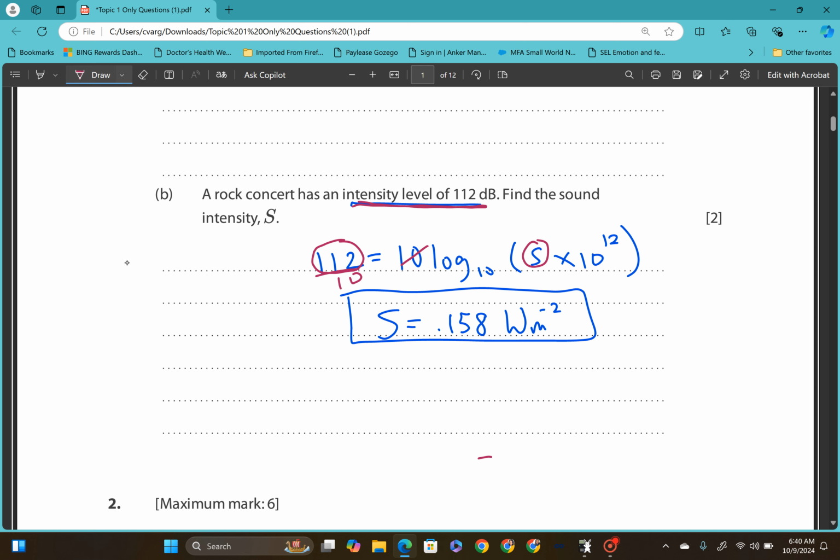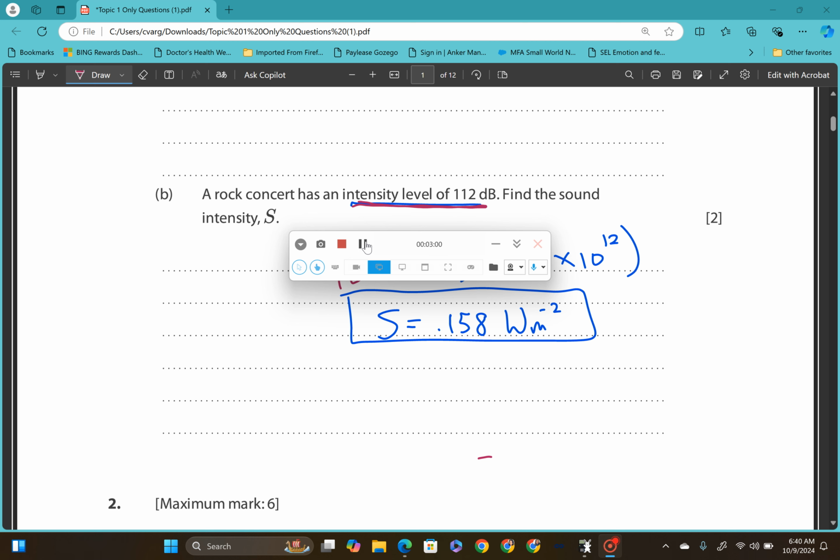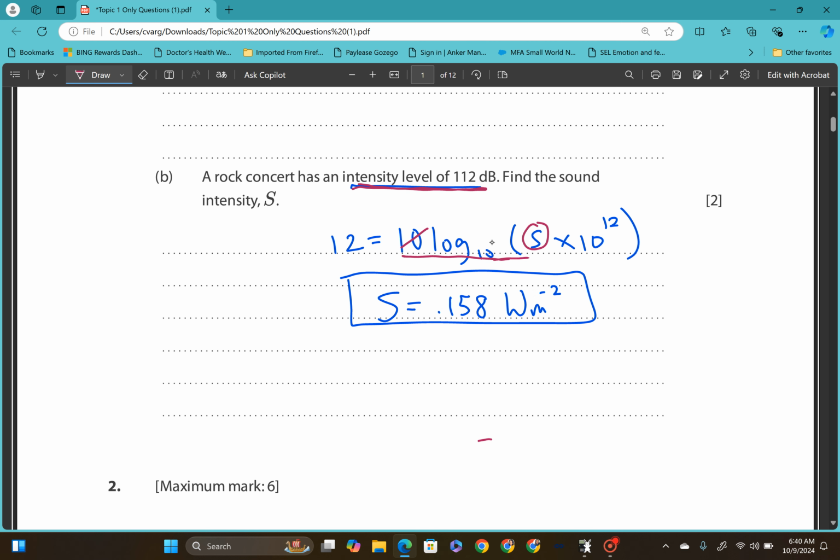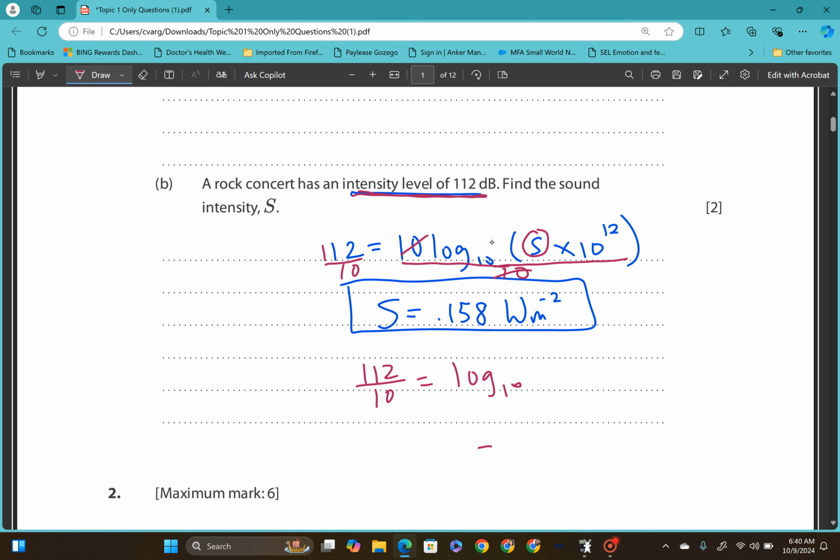So we do that by dividing both sides by 10. So we want to divide everything by 10, divide this 112 by 10 as well. That allows us to cancel out the 10s. So we have 112 over 10 is equal to log base 10 of S times 10 to the 12, okay?